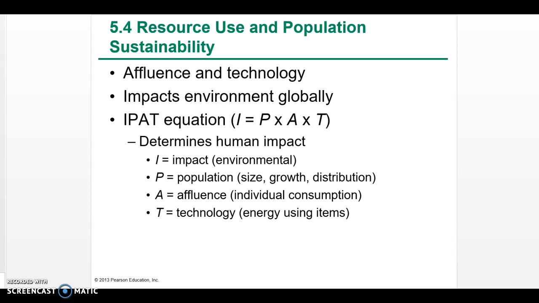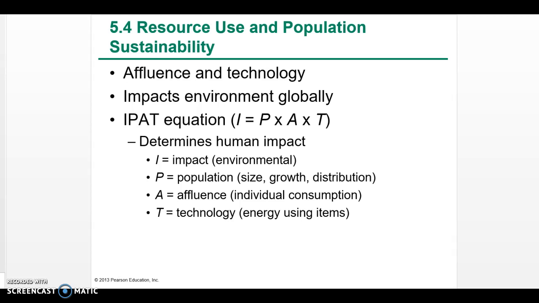There has been talk about trying to come up with a new way to determine the impacts on the environment. Maybe we need to use a different calculation. This is what we call the IPAT, and the equation is: impact equals population multiplied by the affluence of the country multiplied by the technology. The population is the size, the growth, and the distribution; the A is the individual consumption of each individual; and the T represents the technology. We would multiply all those together to get our impact on the environment.